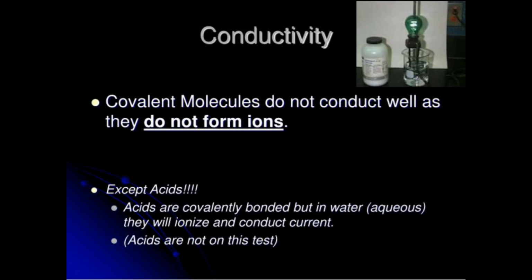Why? Because acids are generally polar covalent compounds. Some of the acids are polar covalent compounds. For instance, HCl, they have two poles. So because of the presence of the two poles, they can conduct electricity. But outside acids, most covalent compounds do not conduct electricity well because they cannot form ions.